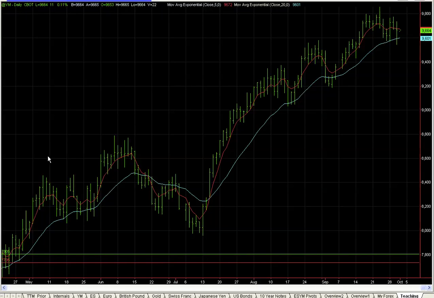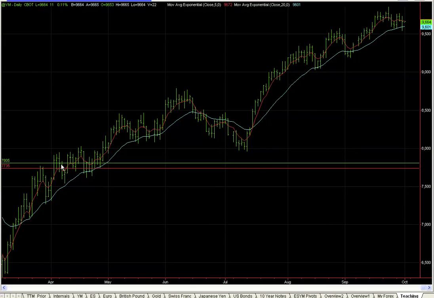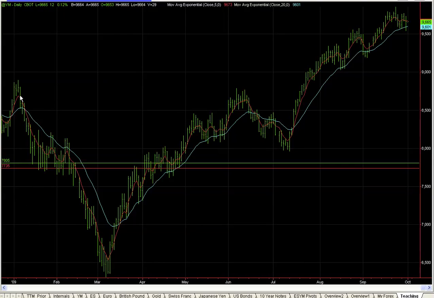We could have, let's back up a bit. We could have taken a trade here. We would have taken a short trade here, and these are all decent setups.